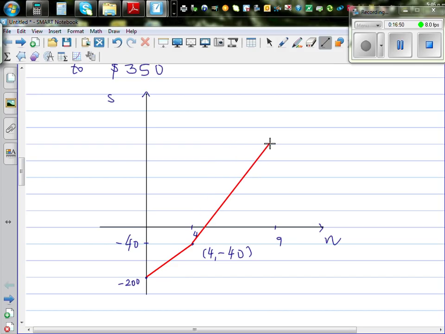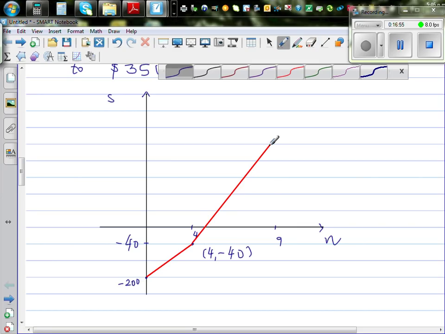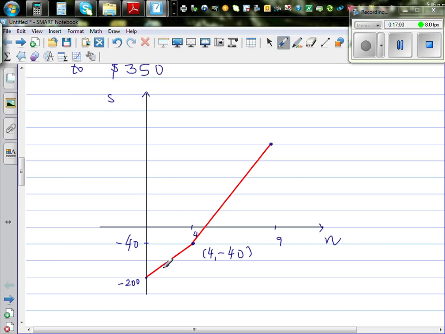So let us say this is the next part. In week 9, this is the second part. So this is the first part up to week 4. In week 9, he reached the target of $350. So this is $300. From here, there's a jump. So this point is week 9, 350.